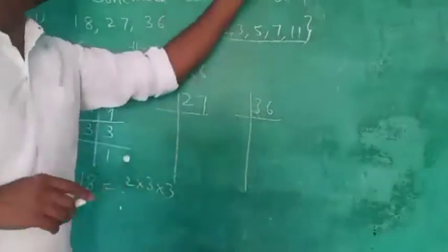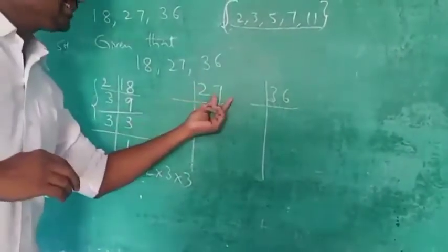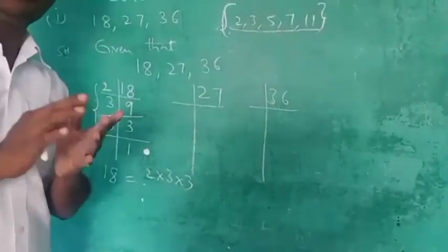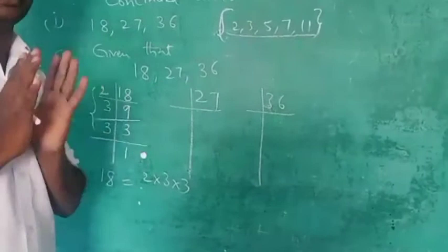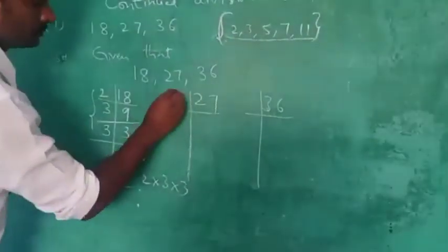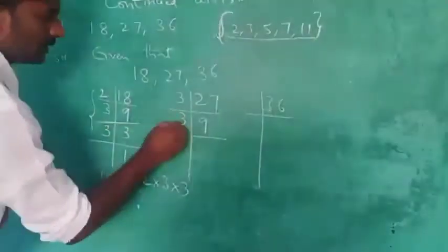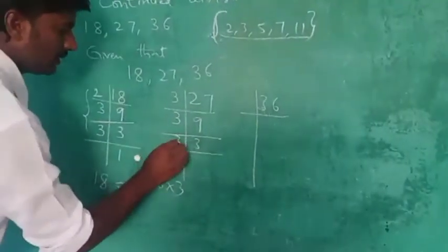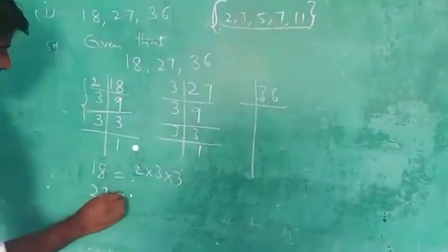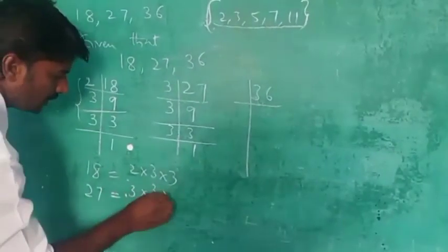Next one, 27. In the chapter Playing with Numbers, we have divisibility rules. Here the last digit is 7. For the divisibility rule by 2, the last digit must be 0, 2, 4, 6 or 8. But here 7 is there, so don't take the 2 table. Go for the 3 table. 3 nines are 27. Again 3 threes are 9. Again 3 ones are 3. Stop here. So 27 is equal to 3 into 3 into 3.